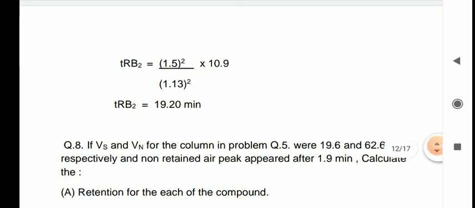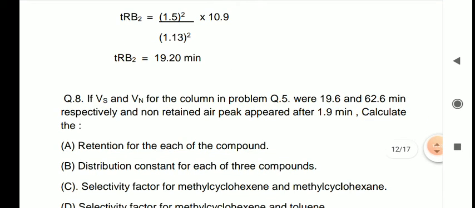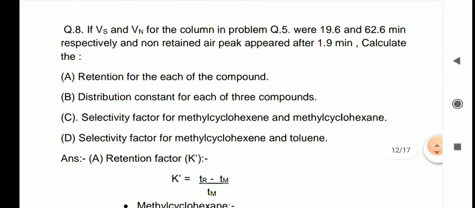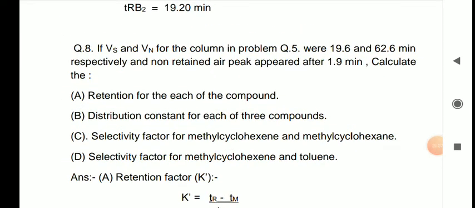Okay. Now the next part, if the VS and VM, it is VM not VN. If the VS and VM for the column in problem 5 are 19.6 and 62.6 ml respectively, and the non-retained air peak appeared at 1.9, calculate the retention factor for each of the compounds, distribution constant for each of the three compounds, and selectivity factor for methyl cyclohexene and cyclohexane, selectivity factor of methyl cyclohexene and toluene.